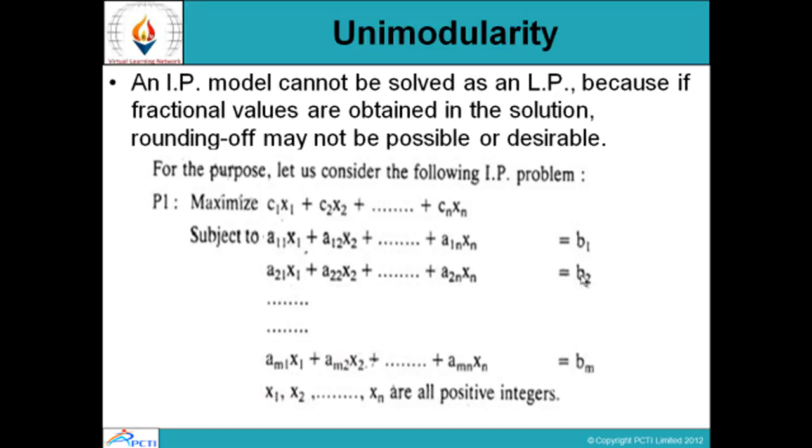P1: maximize c1 x1 plus c2 x2 plus c3 x3 and so on up to cn xn, subject to a11 x1 plus a12 x2 plus a13 x3 and so on a1n xn equal to b1, and then a21 x1 plus a22 x2 plus a23 x3 and so on a2n xn equal to b2, and so on, then am1 x1 plus am2 x2 and so on amn xn equal to bm. x1, x2, x3 and so on xn are all positive integers.